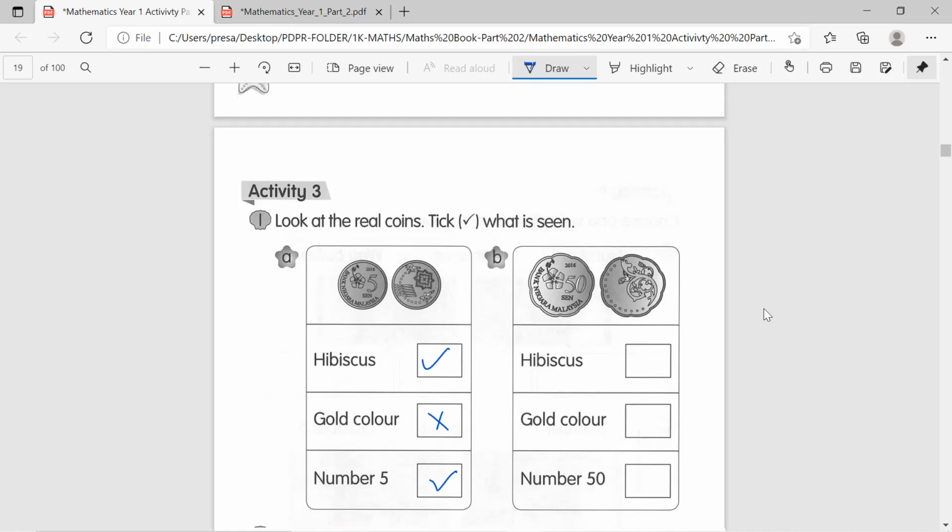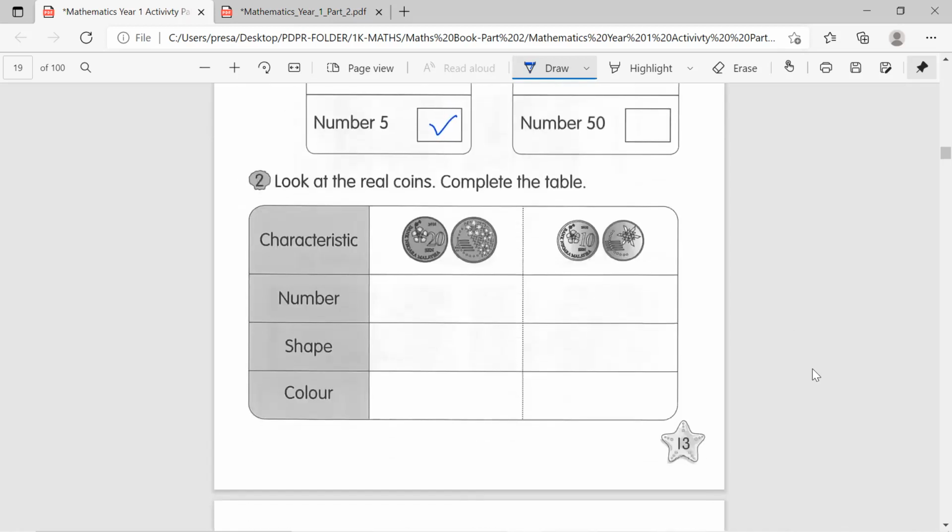Then question number 2. Look at the real coins. Complete the table. Same. So please get ready with the 20 cent and 10 cent. You look at the coins. So these are the characteristics, class. What is the number? First, number 20. So what do you write? 20 cent.